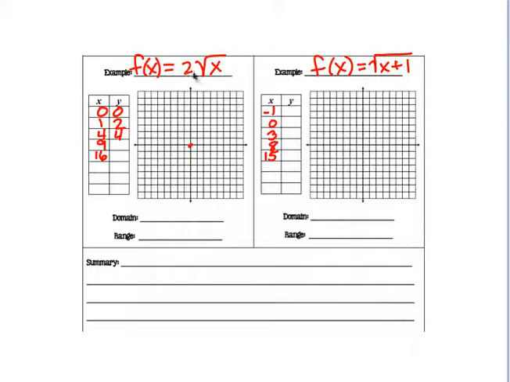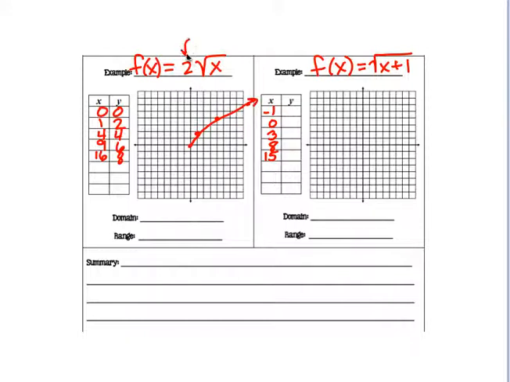Square root of 9 is 3. 3 times 2 is 6. And we won't have room for the 16, but the square root of 16 is 4, and 4 times 2 is 8. So you could kind of see the shape is going to change. See how it's not quite as flat? So it's going to look roughly something like this.